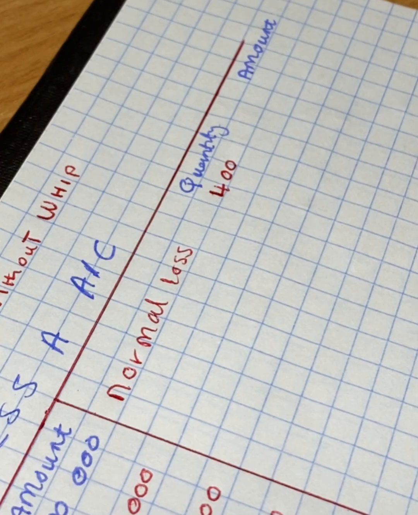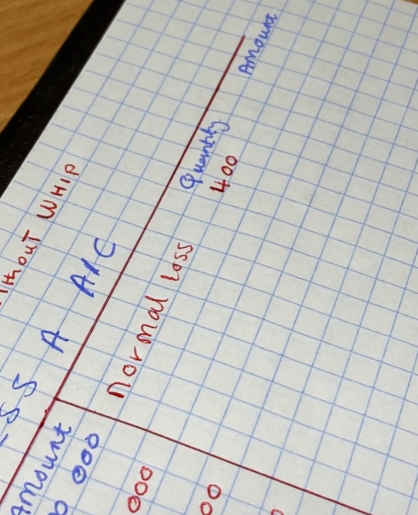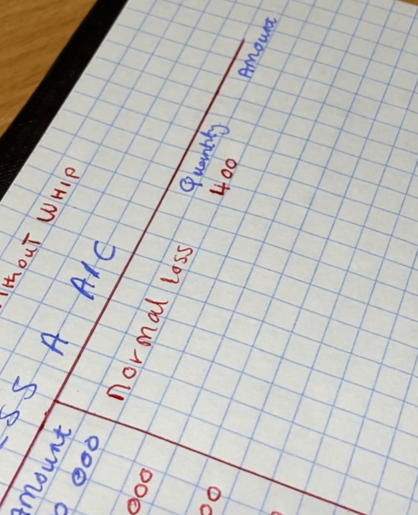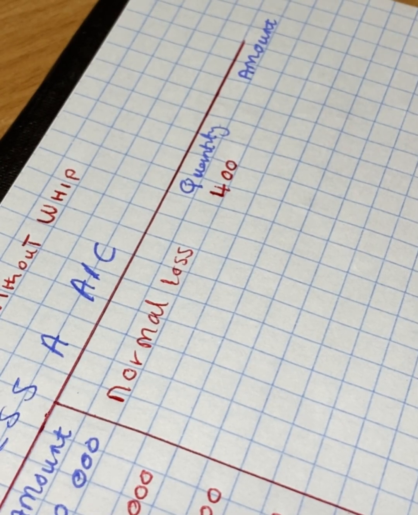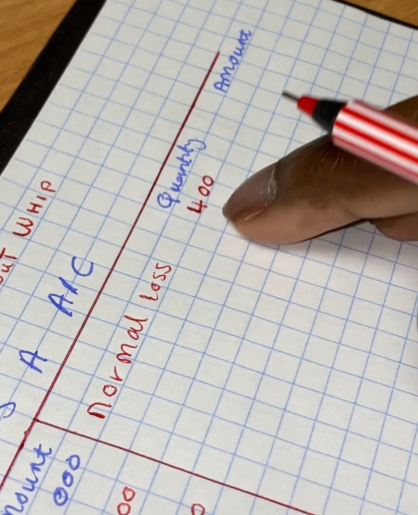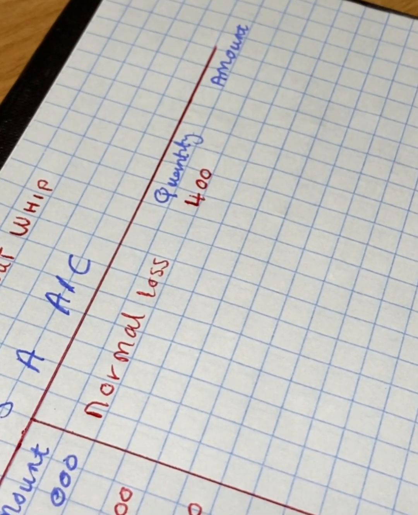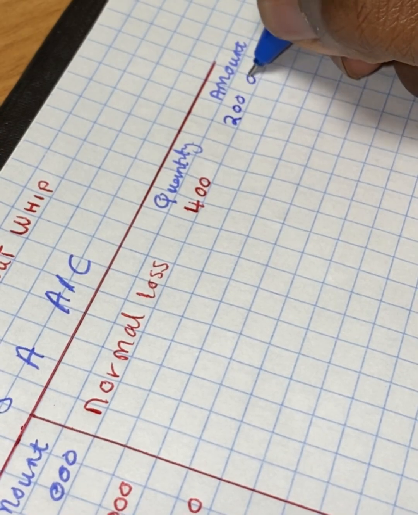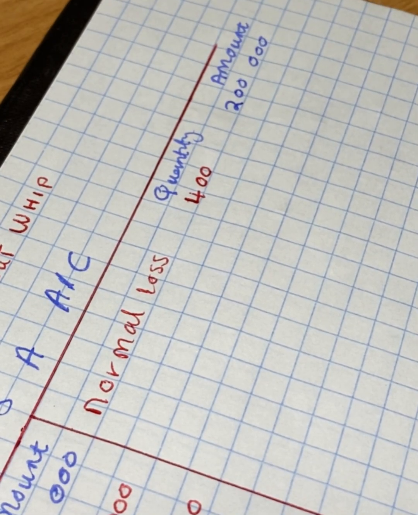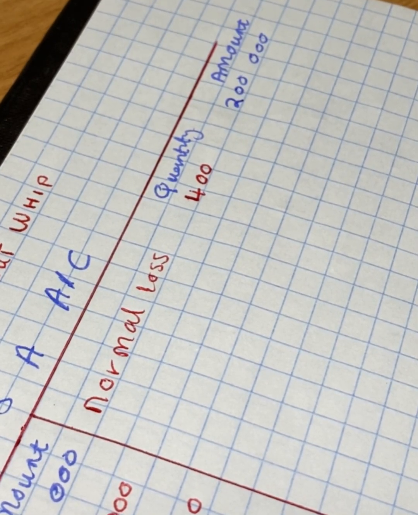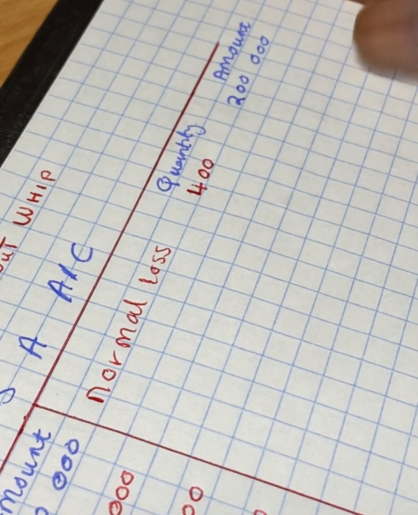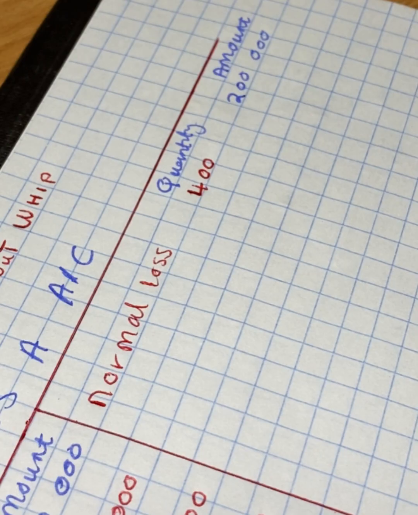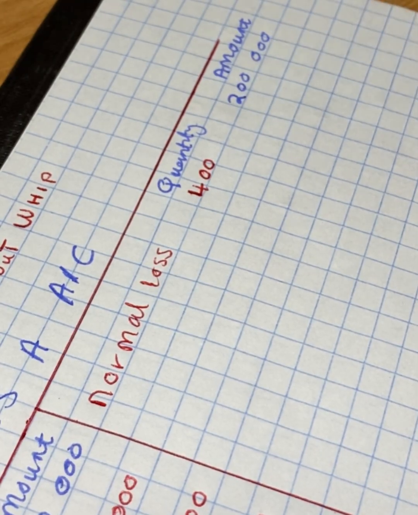Then in terms of amount, we have been given the scrap value for process A, and that scrap value is 500 kwacha per kg. To find the amount, we multiply 400 kg times 500 kwacha, which is giving me 200,000 kwacha as our normal loss amount. In some cases, you'll find that they don't give you the scrap value. If they don't give you the scrap value, you ignore it. You don't put anything on the amount.